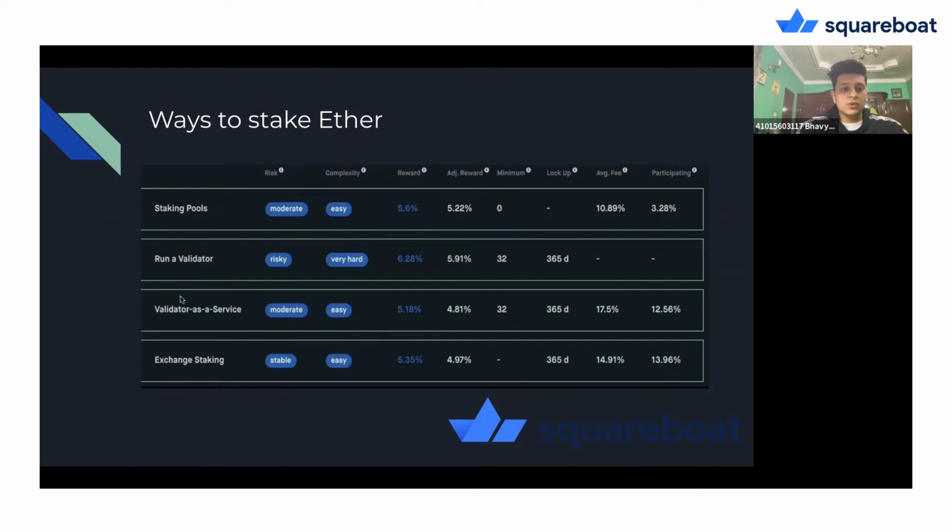For running a validator, you have to do a lot of work. You need a minimum investment of 32 Ethereum, which is a crazy amount of money. You can also run it as validator as a service, and you can do exchange staking. The best one that I consider is staking pools, because it is done upon the current exchanges that are there, and I consider it to be a safer option.